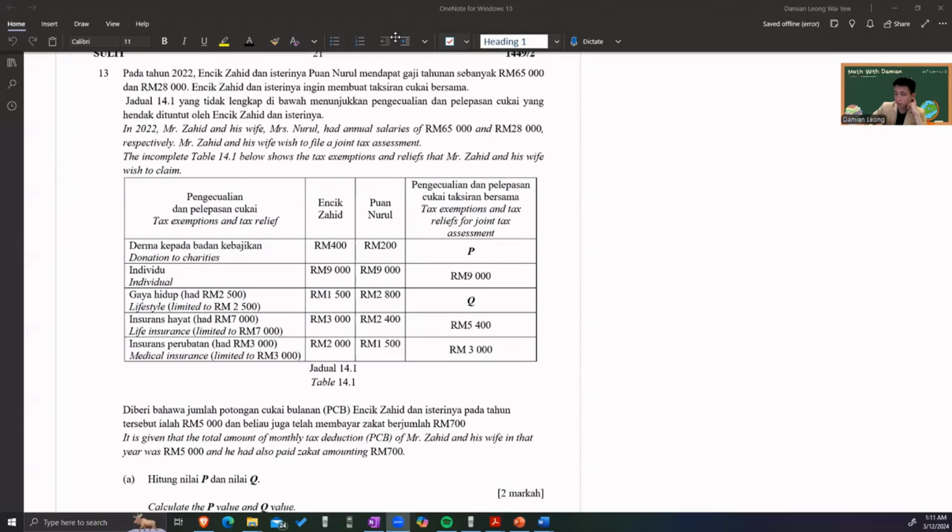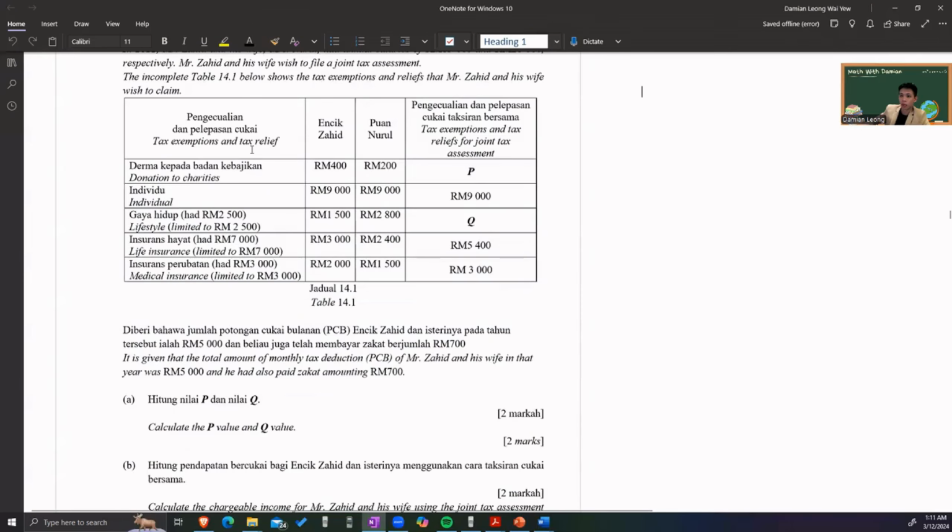Question 13. In 2022, Mr. Zahid and his wife, Mrs. Nurul, had annual salaries of 65,000 ringgit and 28,000 ringgit respectively. Mr. Zahid and his wife wish to file a joint tax assessment. The incomplete table 14.1 shows the tax exemption relief that Mr. Zahid and his wife wish to claim. So calculate the value of P and Q.